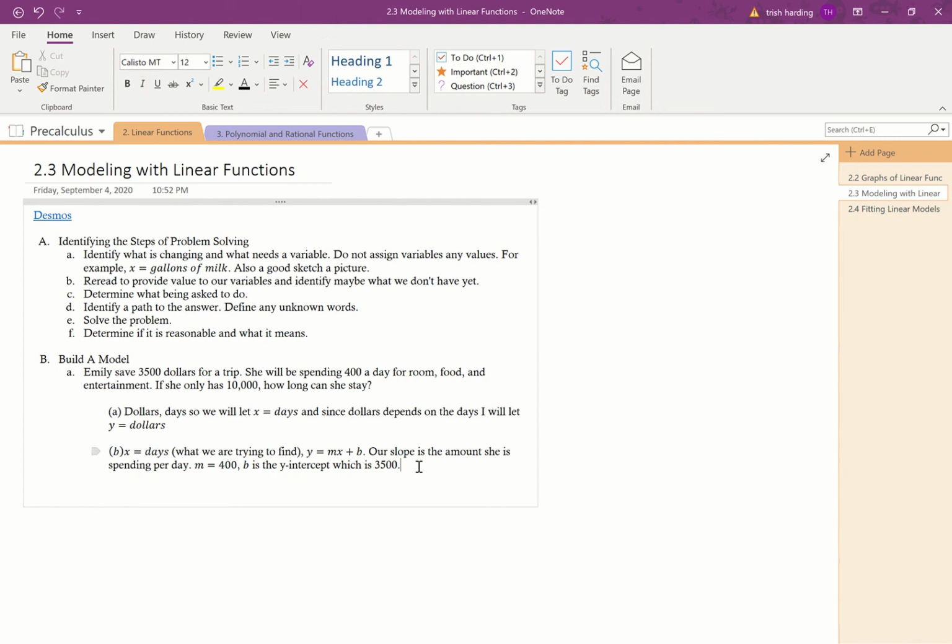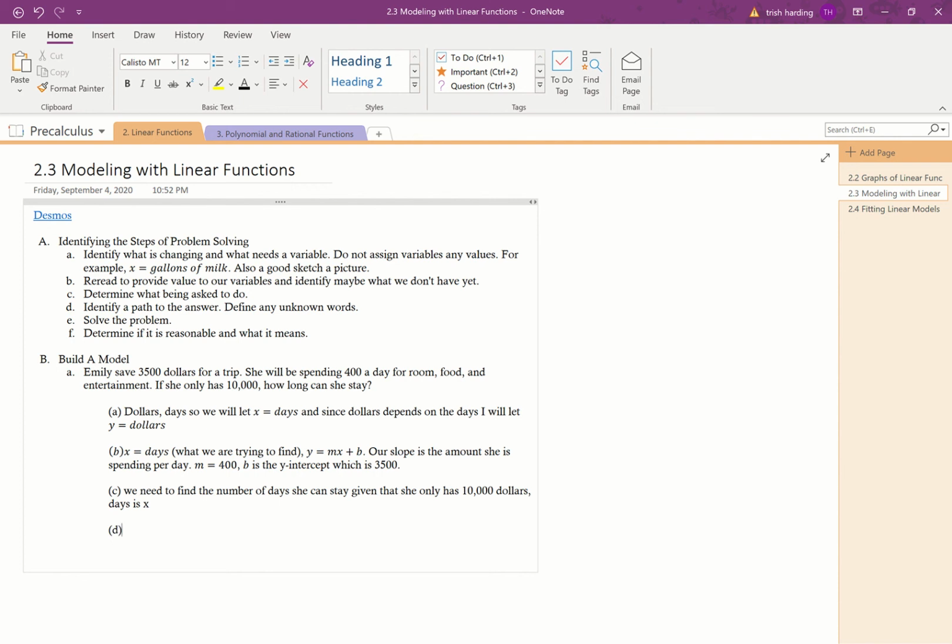This is B. We've gone back and provided values. So C, we're going to determine what we are being asked to do. We need to find the number of days she can stay, given that she only has $10,000. So that's what we need to find. Days is X. So we're going to be trying to solve for X.